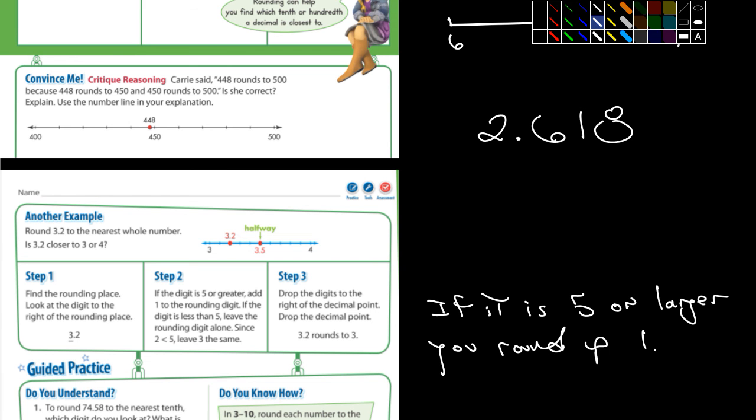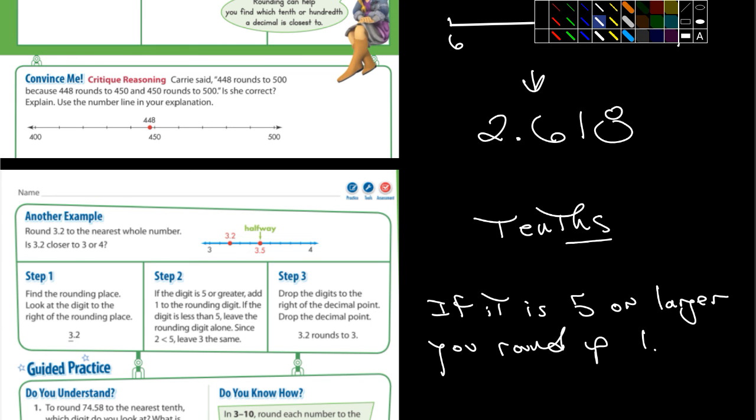I want you to round to the nearest tenths place. Nearest tenths place. So, you should know where the tenths place is by now. I'll just ask Miss Adams, what number is in the tenths place? The 6. So that's the number we're rounding. What number do we look at? The 1. We look at the number just to the right of the number that we're rounding. Is this a 5 or larger? No. So what does it become? 2.6. We don't change it.